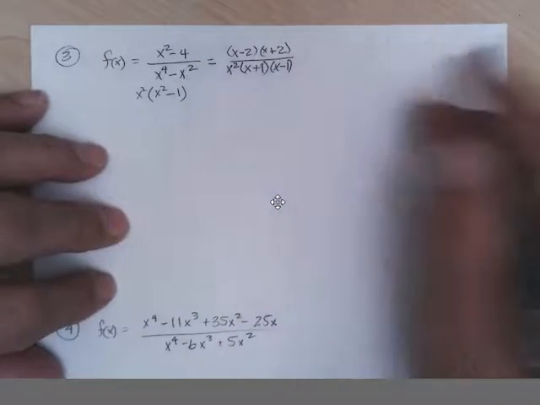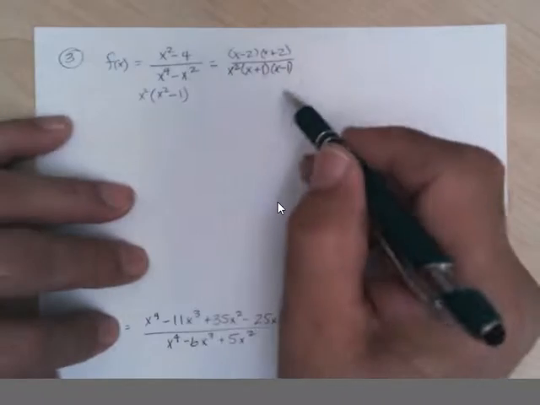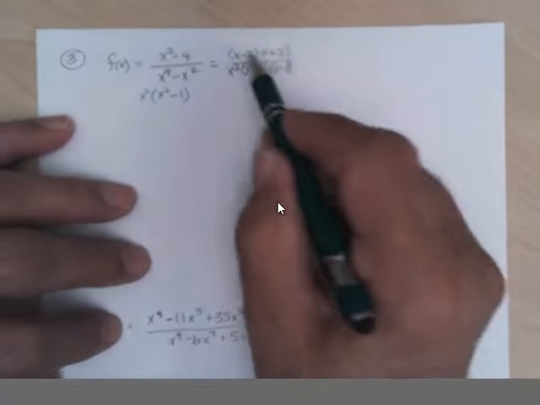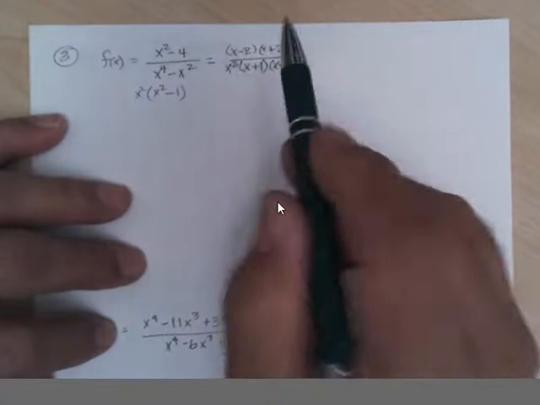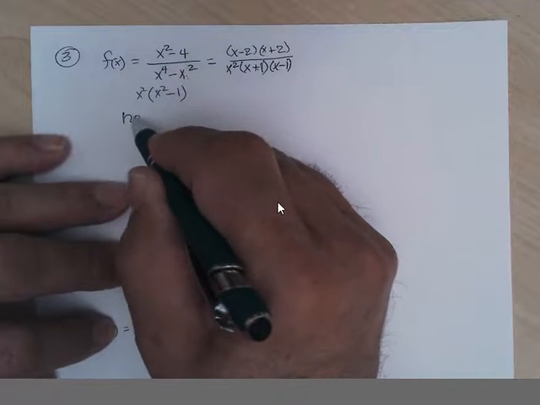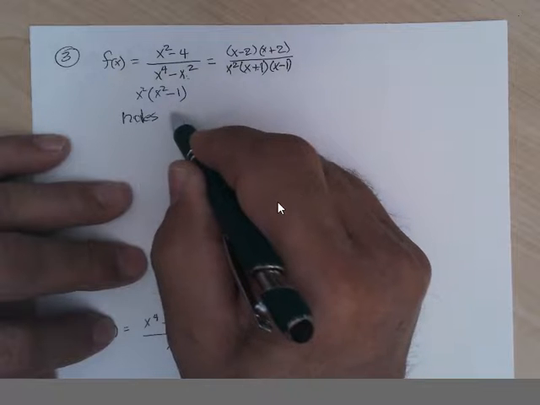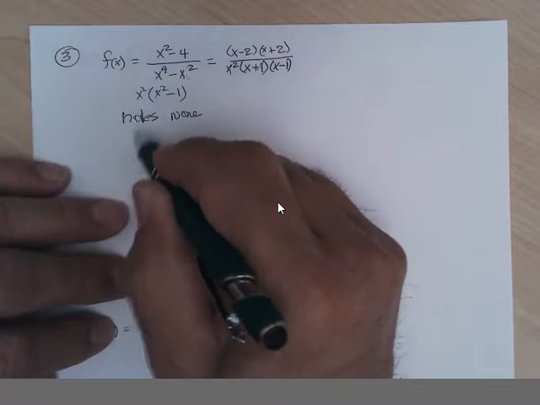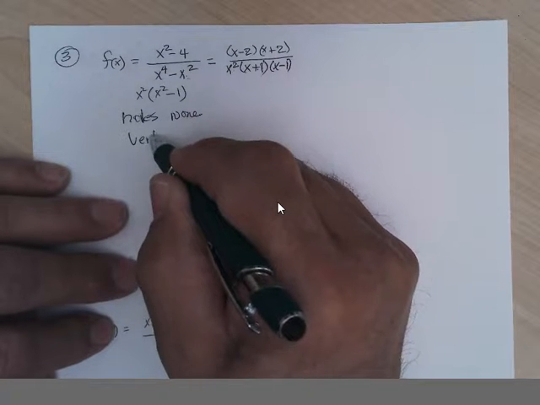Okay. All right. So now, are there any holes? There's no factors that match. So then we go to vertical asymptotes.